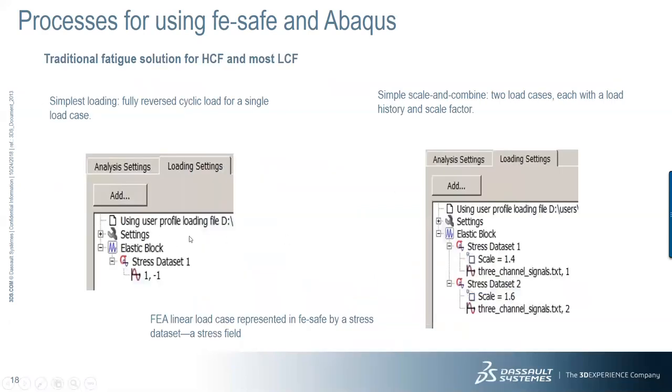So in FE-SAFE, this is how the window will look. You are taking the stress data set and applying a signal going from 1 to minus 1, which is your fully reversed loading. Or you are taking the stress data set, scaling it by 1.4, and also applying these different signals. One signal is coming from stress data set 1, another signal is coming from stress data set 2. I think once we give one example, that should be clear.